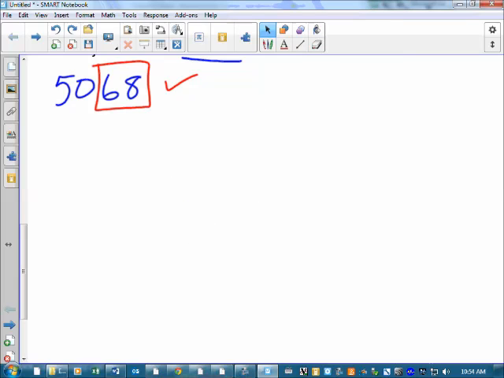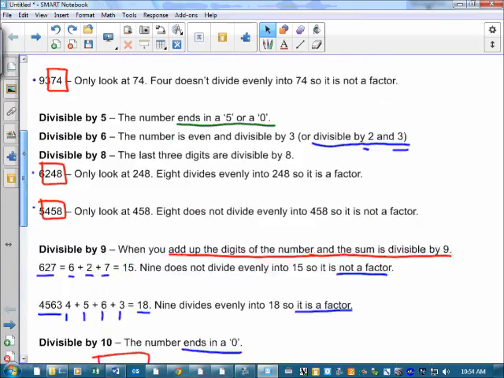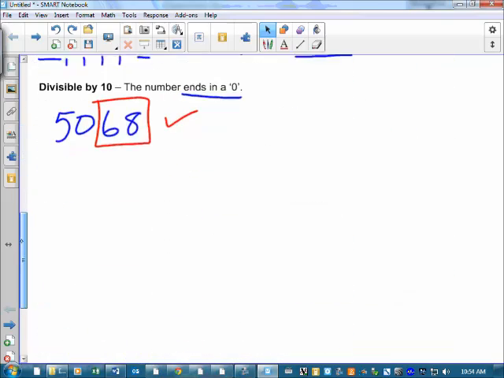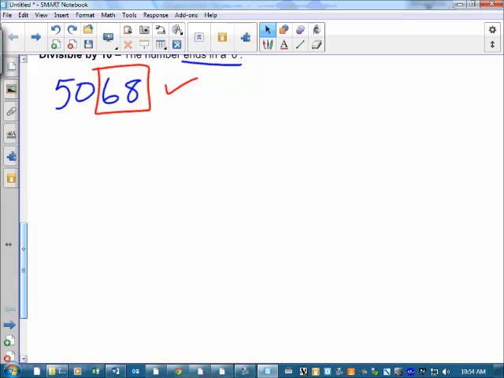Let me show you another example. Again, I'm just going to use the examples here. So we had 9,374. Okay, so let's look at that one. I think that was it. No, it was 3,074. That's what it was. 9,374. Okay. Man, I'm old, man.